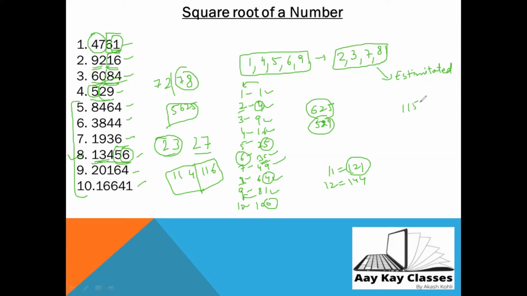So what about 115 cross 115? That is 13225, right? You know the method, 13225. So this number is greater than 13225. Of course, this is 13456. So the answer would be 116.